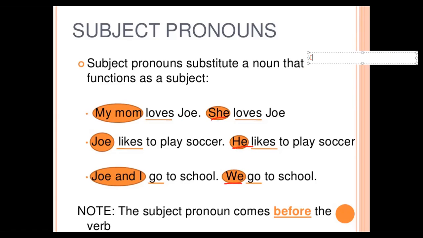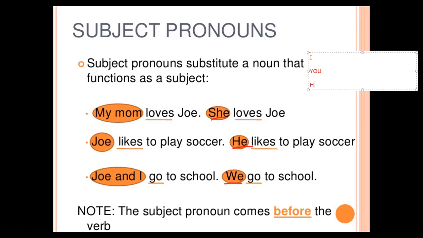If I'm talking about myself, I will say I. I am a teacher. I am 20 years old. I go to school. If I'm talking about you, I will say you are a nice girl. You are very clever. You are 10 years old. You are in the 5th grade. Okay, so I will say you.